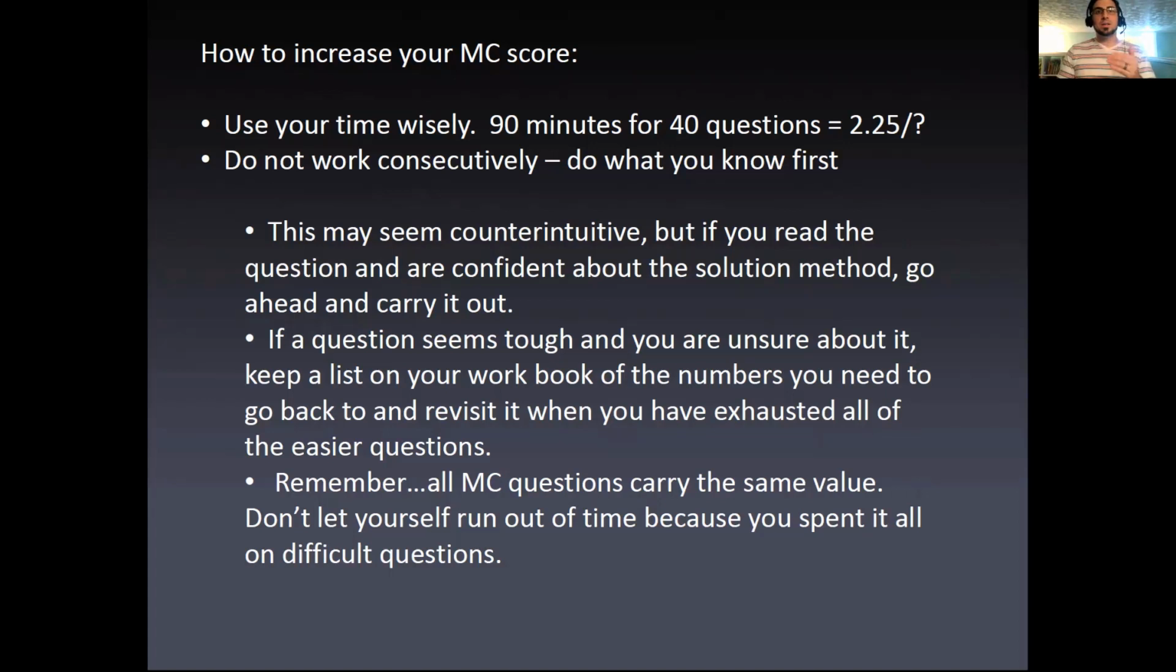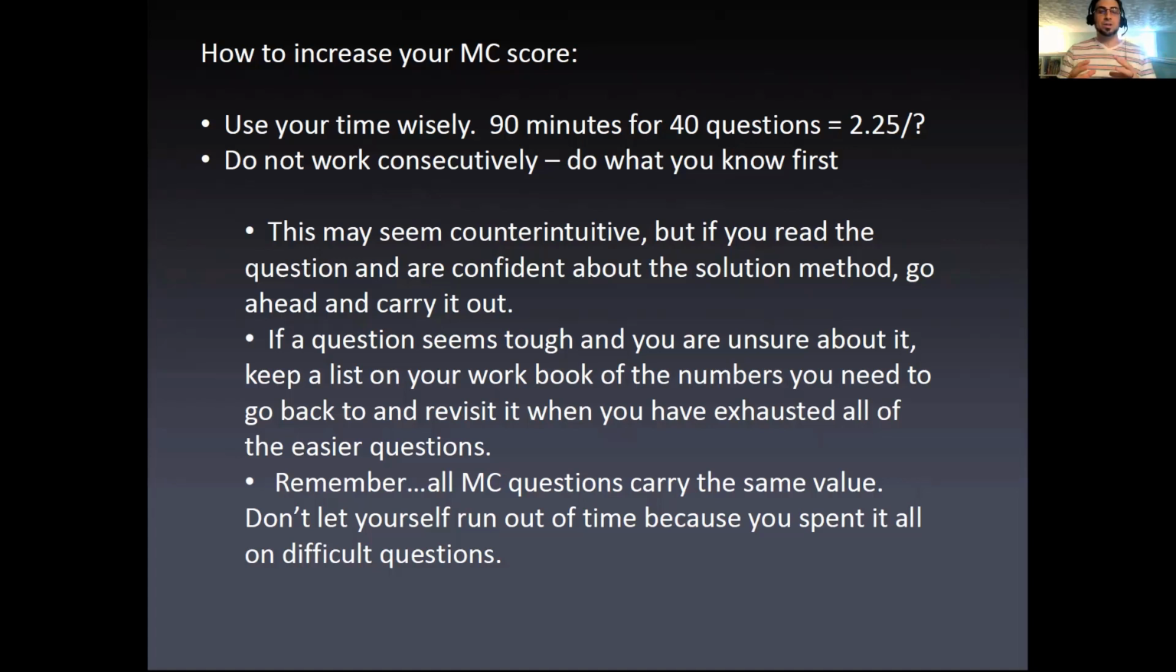However, you don't necessarily want to work consecutively. You want to do the ones that you know first. Of course, you're going to start with one, then proceed to two, 3, 4, and so on, but it's okay to skip around. If you read a question and you are confident you know how to answer it, go ahead and do that problem. But if the question seems tough or unclear, or you're unsure about what to do, mark it down and move on to the next one.